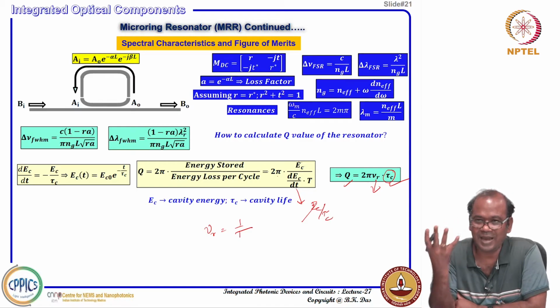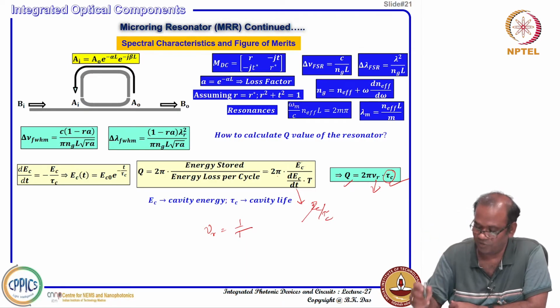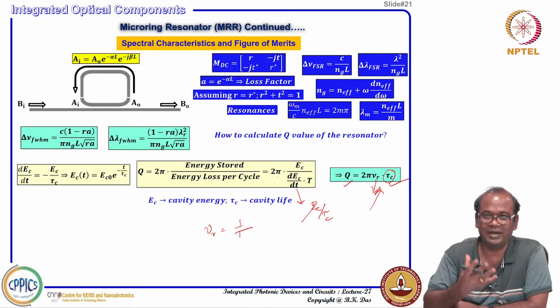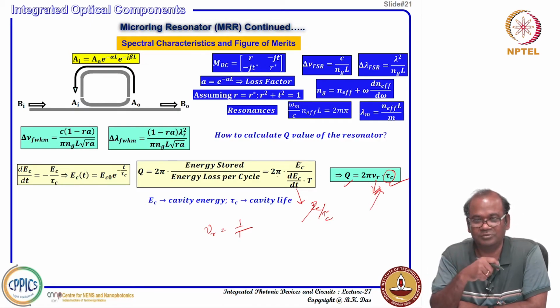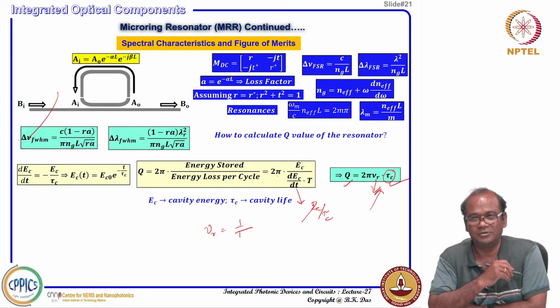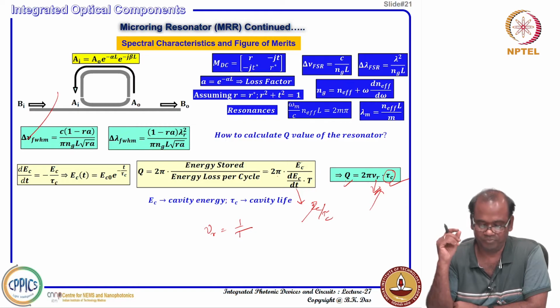That means, what is the lifetime in the cavity? The longer any photon can stay inside the cavity, the higher the Q value. So, it is clearly understood that the Q value depends on how long energy can be held inside the resonator when your source is cut. The longer the lifetime, the higher your Q value.